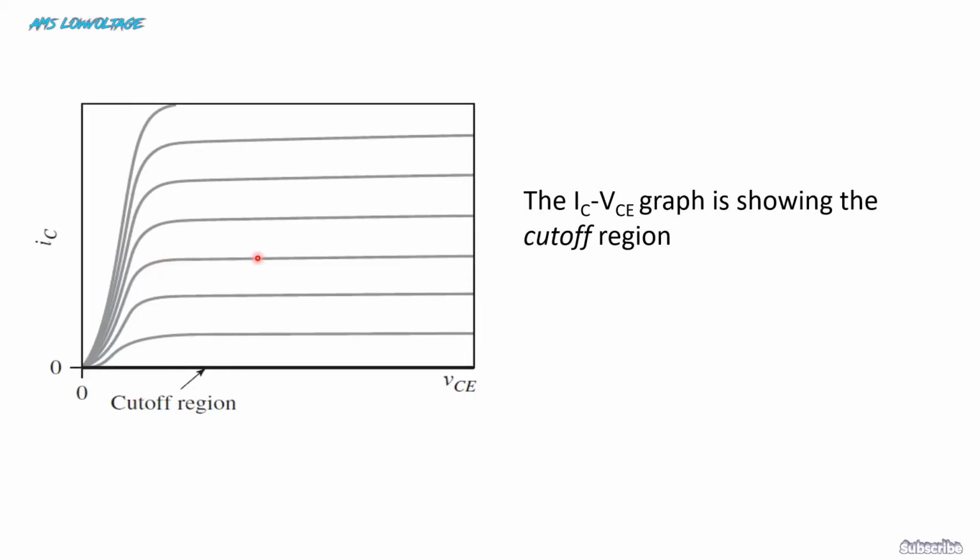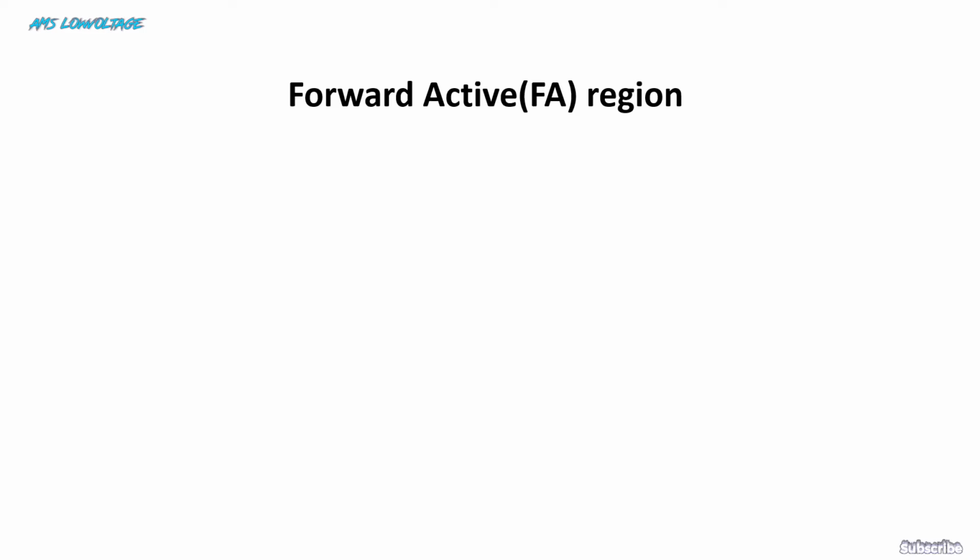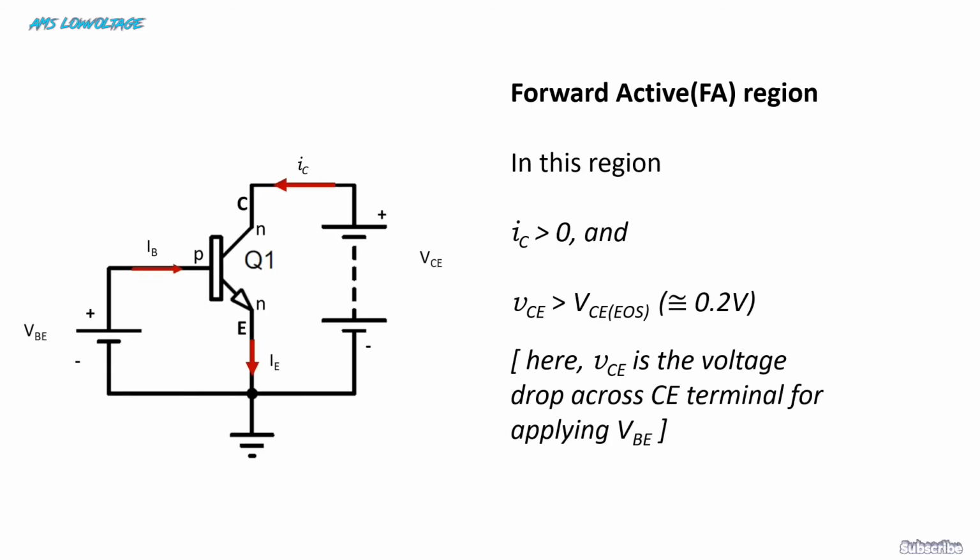And you can see the graphical representation of this collector current IC versus VCE. Now we are moving to forward active region. What behaviors does a transistor show to us in forward active region? Let's have a look. In forward active region, the collector current will be greater than 0. That means some current must be flowing from its collector to its emitter.